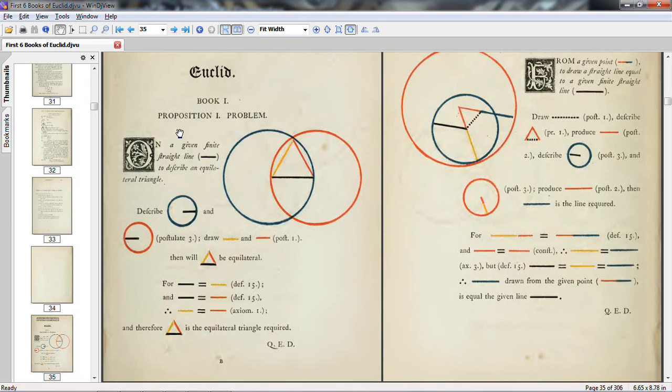Problem. On a given finite straight line, the black one, this is how one would describe an equilateral triangle. Okay? So we are going to show by construction how to construct an equilateral triangle just given one line, and the postulates and the axioms and so on.